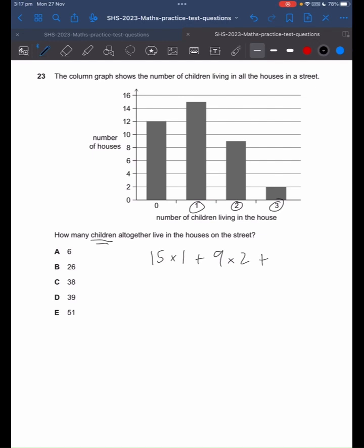From here, we add another 2 houses, and how many children are there in that house? There are 3 children. We don't count the column with 0 because there are no children living in that house, and 0 times anything gives us 0. If we add this all up, we get 15 plus 18 plus 6, which is 24 plus 15, which is 39. So the answer should be D.